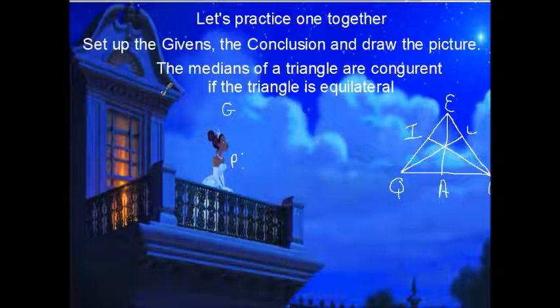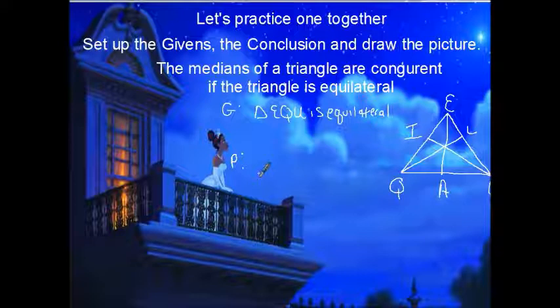What we're talking about again, the medians of a triangle are congruent if the triangle is equilateral. So what information is going to be known? It's going to be the if part. So what's given to me first and foremost is that triangle EQU is equilateral. Now, what are we trying to prove? That those medians are congruent. Now, we have to know they're medians to begin with.